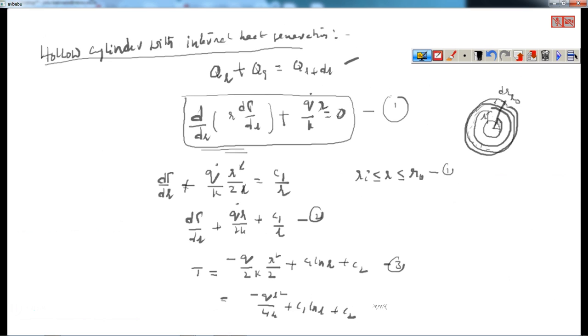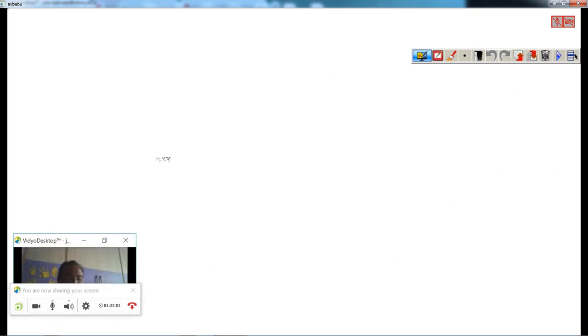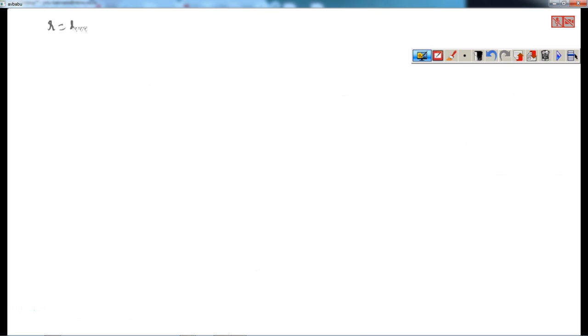Now I apply boundary conditions for this. When r is equal to ri, t is equal to ti. And for the exterior wall, when r is equal to r0, t is equal to t0. Now, what does this mean?